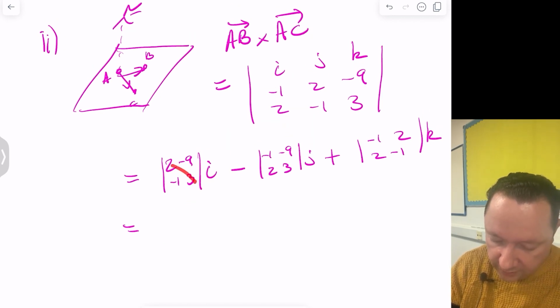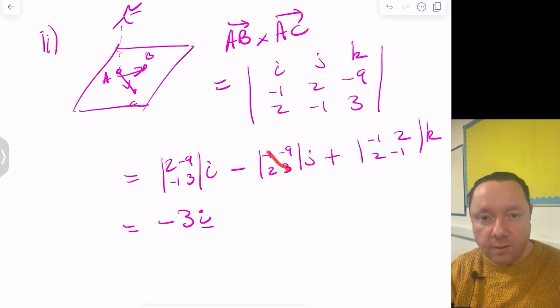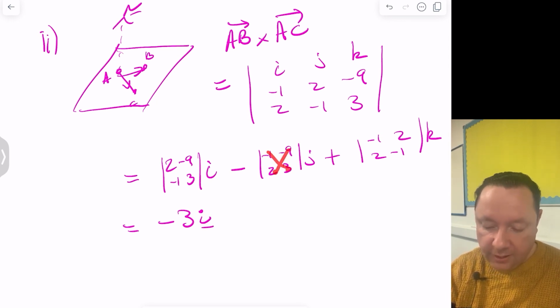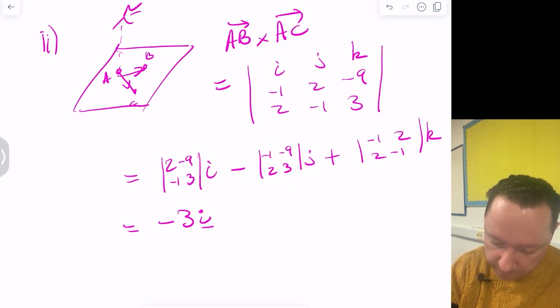2 times 3 is 6, minus 1 times minus 9 is 9, so 6 minus 9 is minus 3i. Minus 3 minus minus 18 is plus 18. 18 minus 3 is 15, so it's minus 15j.